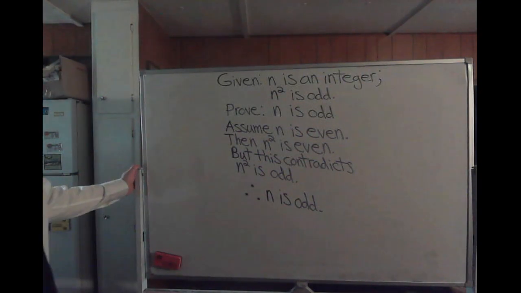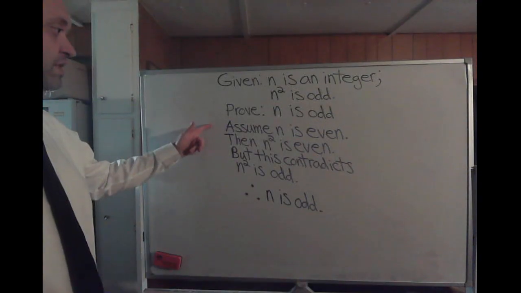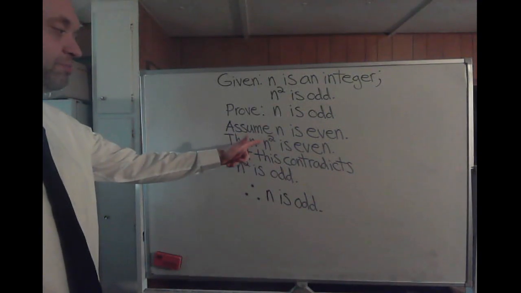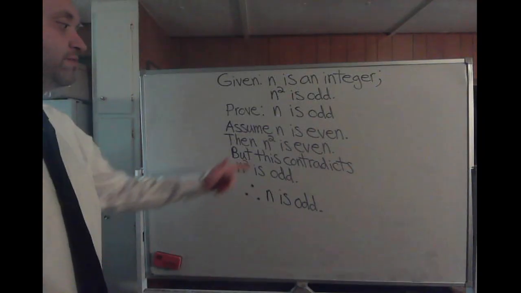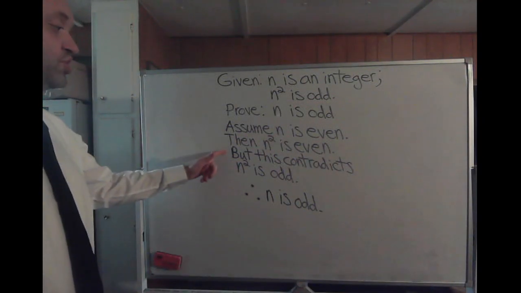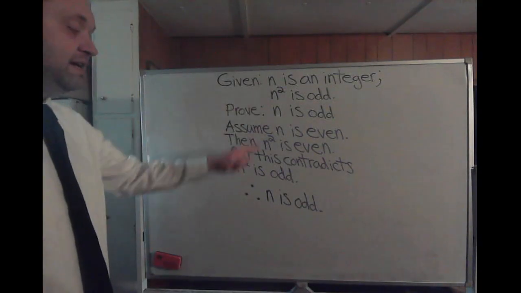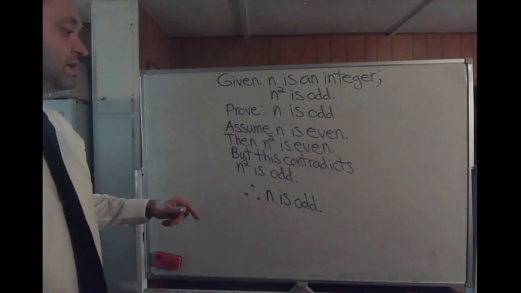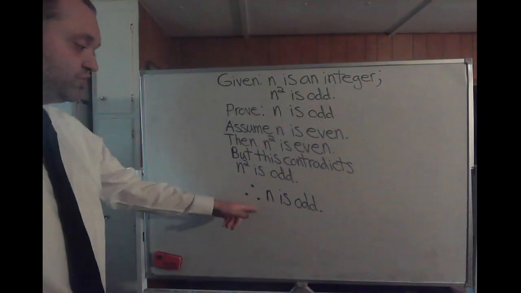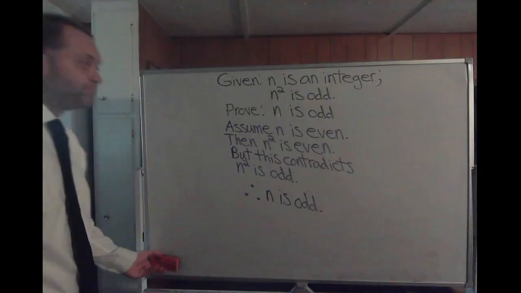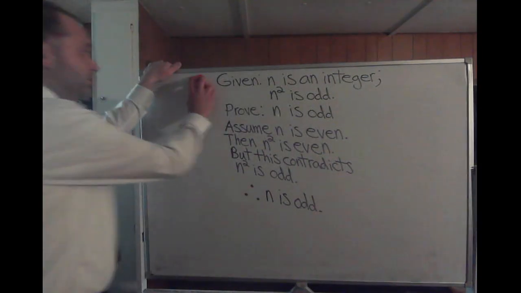So we assume the opposite of what's to prove. And then we made an example out of what would happen if n was even, then n squared would have to be even. And then we showed that it contradicted a given statement. So therefore, by that logic, n is odd. It must be odd, right? So that's all you're doing for indirect proofs.